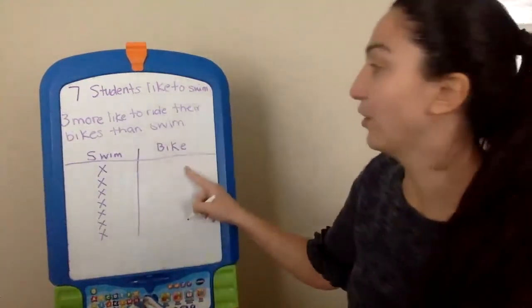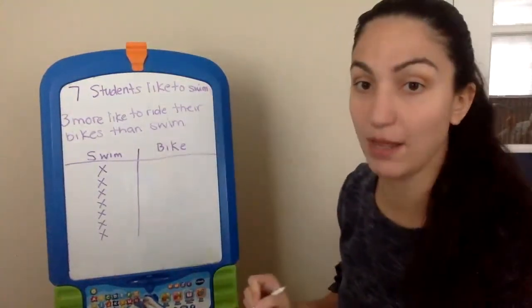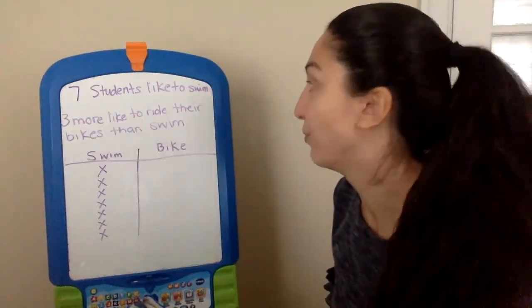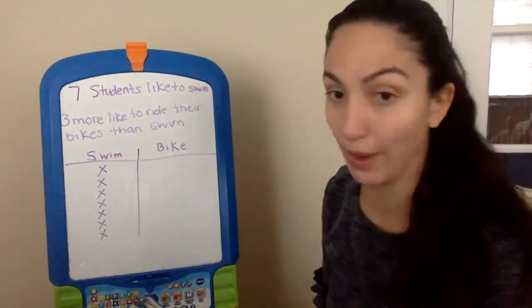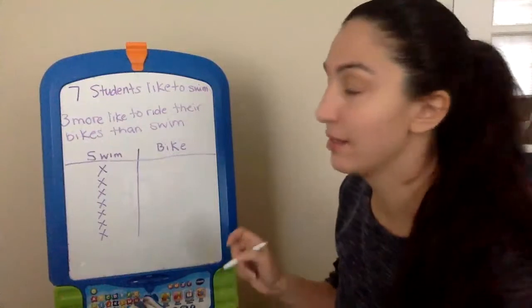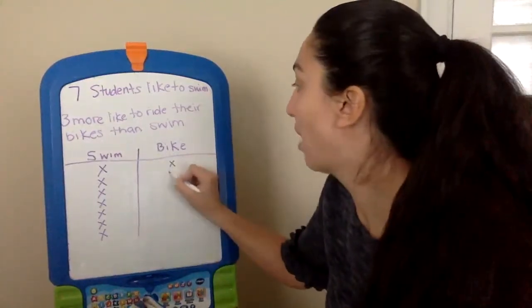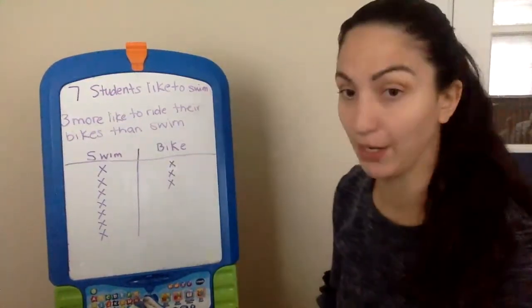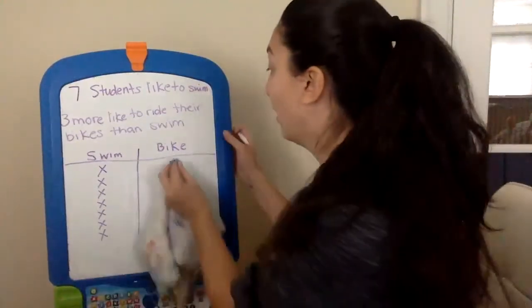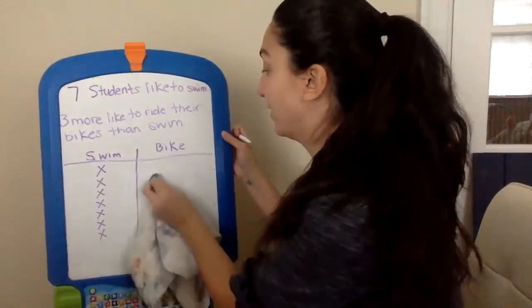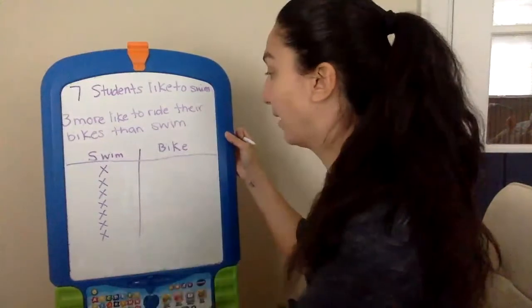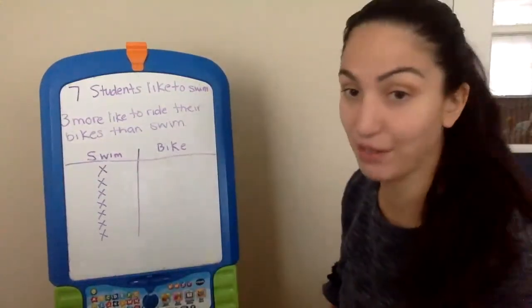So what we have to figure out is the number of people that like to ride their bike. So if I look at my next sentence, it says 3 more like to ride their bikes than swim. So I am not just putting 3. It doesn't say 3 people like to ride their bike. I'm going to erase that because that is wrong. It's not telling me how many people like to ride their bike. I have to figure that out.